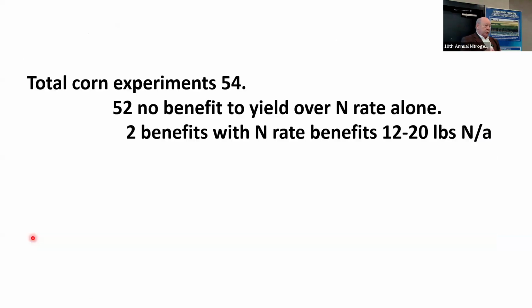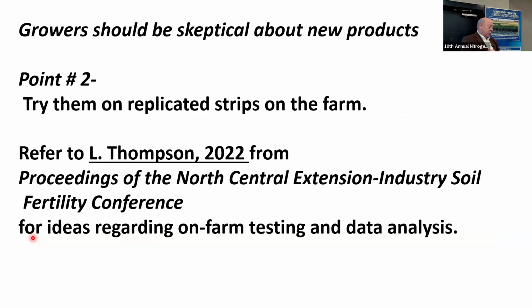So there were 54 total corn experiments from the 10 states. 52 of them had no benefit to yield over using the N rate alone. There were 2 that had benefits with the product, and if you did the calculation, it amounted to somewhere around 12 to 20 pounds of nitrogen per acre. So the end result was that the frequency of positive responses was very low. Just leave it at that. That's all I'm going to say.